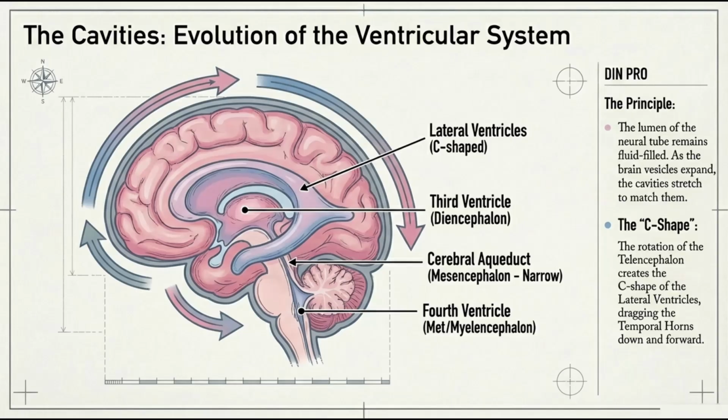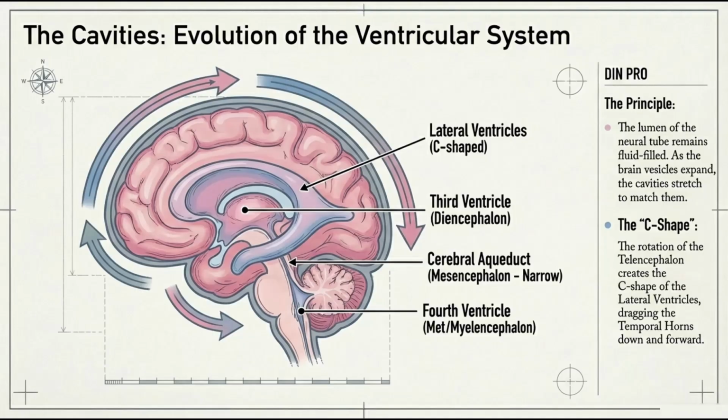And the fluid keeps being produced upstream in the choroid plexus. Exactly, but it can't get out. So the pressure builds, and the lateral and third ventricles balloon out because they can't drain. That is non-communicating hydrocephalus, the water on the brain. So it's really just a plumbing backup. It's a plumbing backup caused by the embryological narrowing of the mesencephalon's lumen.